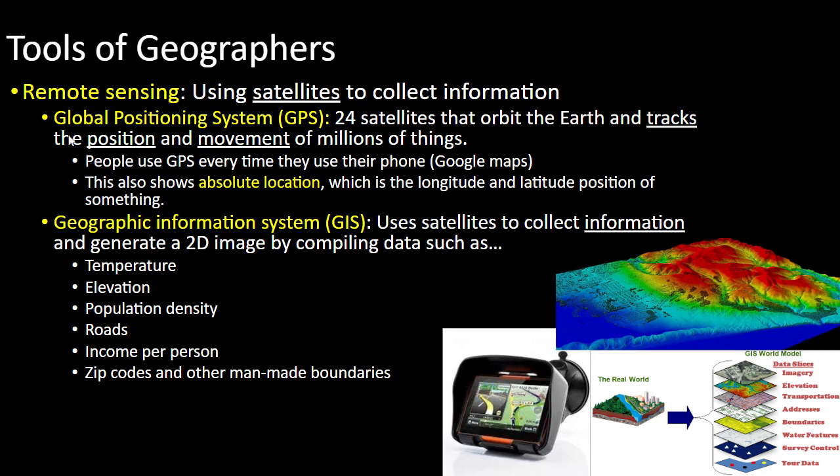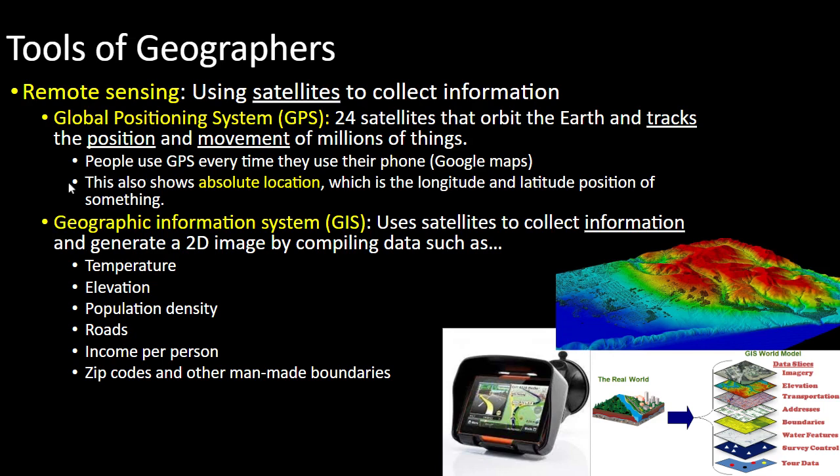There are two types of remote sensing. The first is the Global Positioning System. Y'all probably know it as GPS. GPS is 24 satellites that orbit the Earth, and they're always tracking things. They can tell you where things are and where they're moving to. That's the key difference here. There are two types of remote sensing, so you want to know the difference. So GPS tracks things. It can tell you where things are at any given moment.